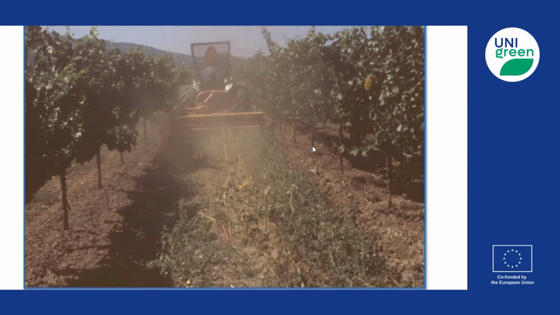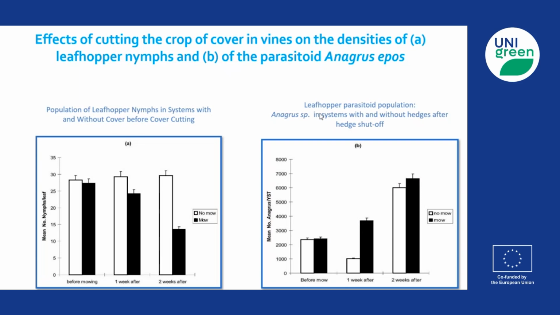So what we did, we cut the cover crop. But you need to be very careful, because you need to cut the cover crop when there are adults of the leafhopper laying eggs, because the main enemy is a parasitoid of eggs. So we did that. And you can see here, before mowing, this is the population of the pest. 1 week after, 2 weeks after, we were able to reduce the population of the pests dramatically. And this is the population of the parasitoid. Look, before mowing, and 1 week after they were in the vines, where we need them. So here the input is the management.